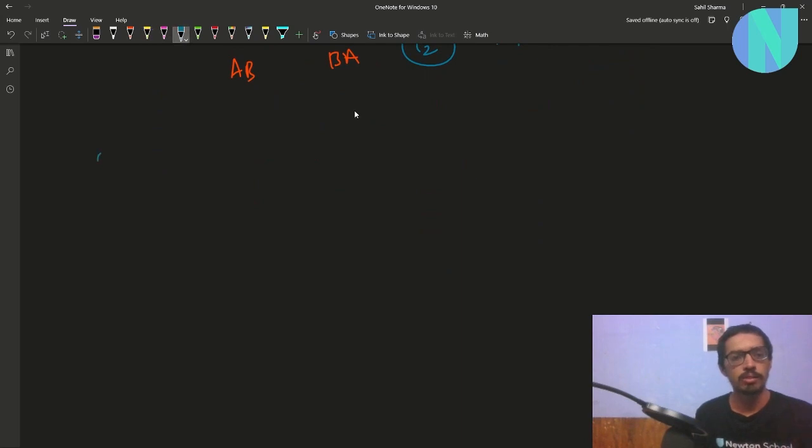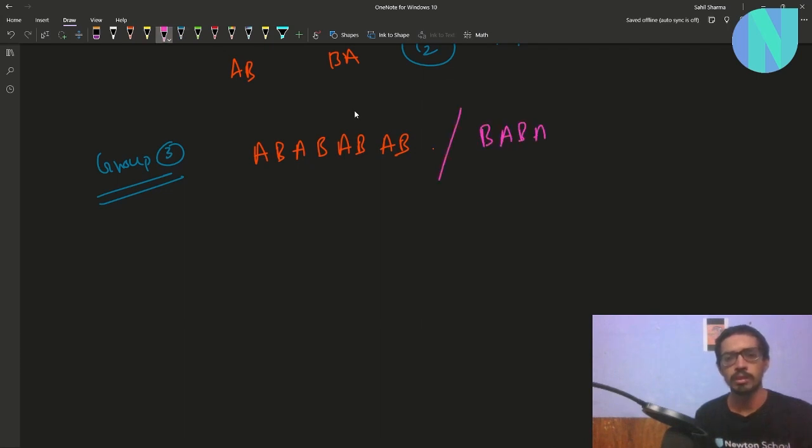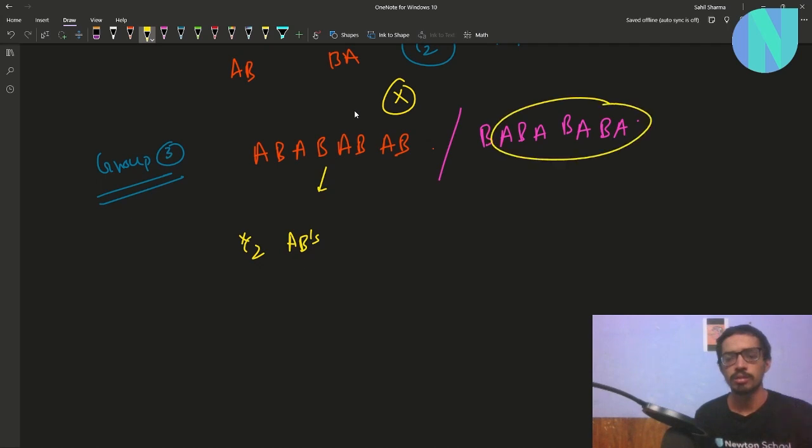Now I will have my third group. It will be something like AB, AB, AB, and AB, or BA, BA, BA, BA. And if the length of this is equal to x, then I will get x by 2 ABs from it. Similarly, if the length of this is y, then I will get y by 2 BAs from it.